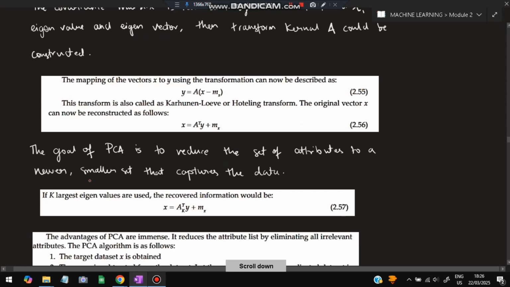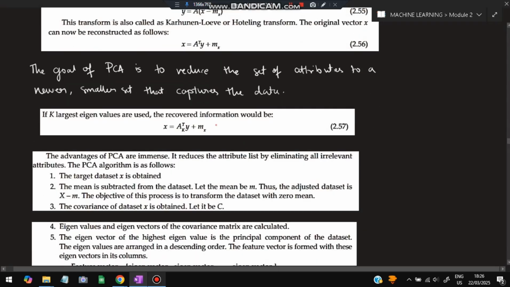Okay, and if eigenvalues are involved in this, k is the largest eigenvalue, then A of k will be used. Observe here, A is not specifically mentioned; here it is mentioned A of k. Okay, and the advantages of PCA are immense because it helps us to calculate only the relevant features from a large set of features.